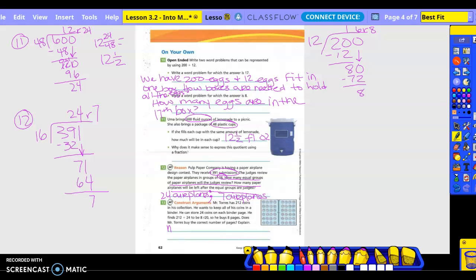No. Because why not? He'll have 20 coins left over with no page to go on, right?